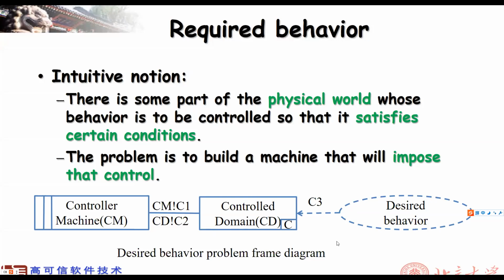In this diagram, we have the phenomena labeled on it. We call it a problem frame diagram. It is a kind of problem diagram. You can see it like this.